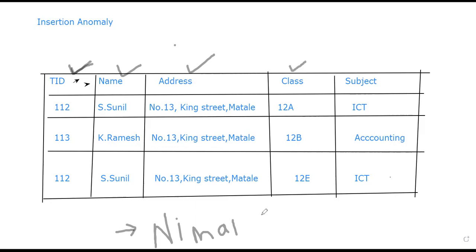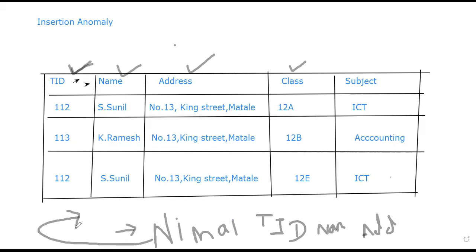Therefore, she has only the teacher's ID, name and address. So only these data are available, right? But she doesn't have the class or subject. Because she doesn't have data of class and subject, you cannot insert this data. So this is what insertion anomaly is. Insertion anomalies occur when a valid record cannot be inserted into a database because the required data is not available. Still, you don't have class and subject.